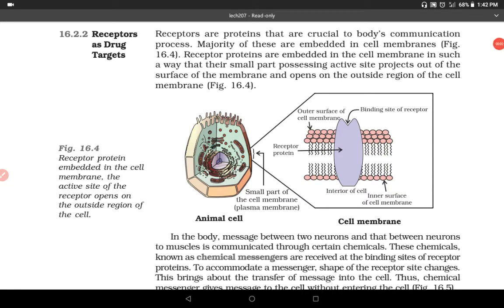Receptors as drug targets. Receptors are proteins that are crucial to the body's communication process. The majority of these are embedded in cell membranes.